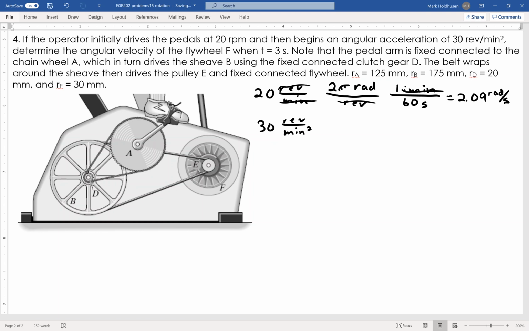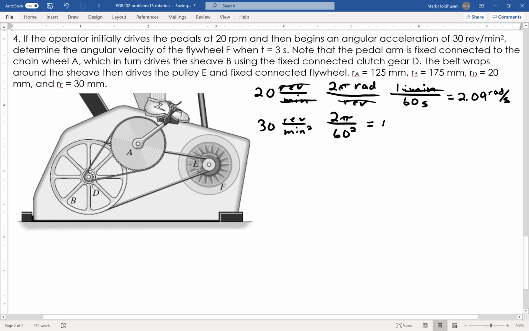Revolutions per minute squared, that'll be 30 rev per minute squared. So it's going to look very similar. It's going to be 2 pi, but instead of over 60, it'll be over 60 squared because I need to go from minutes squared to seconds squared. And from that I find that the angular acceleration is 0.05236 radians per second squared.